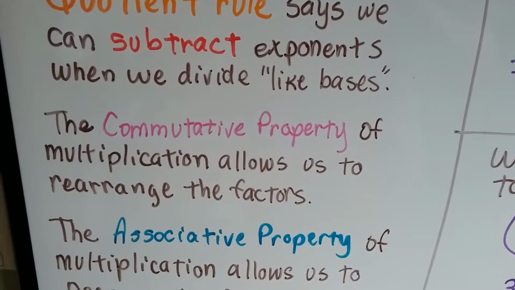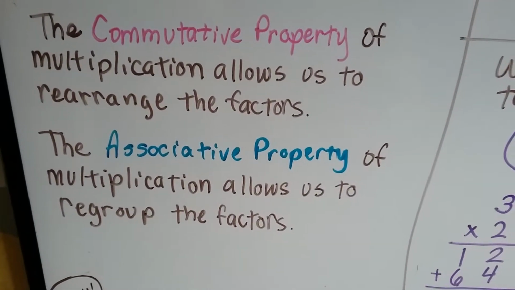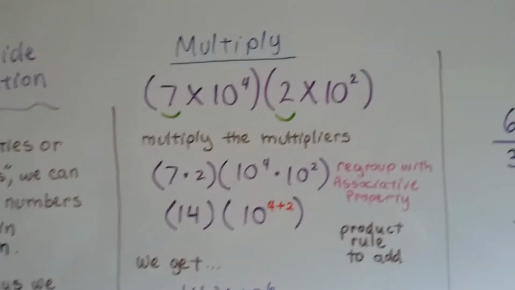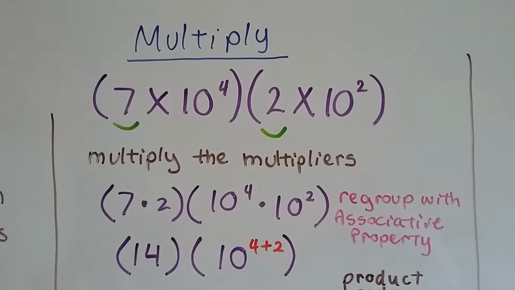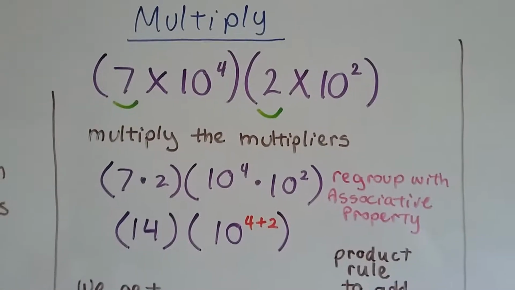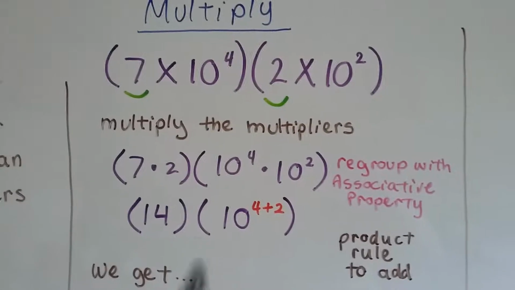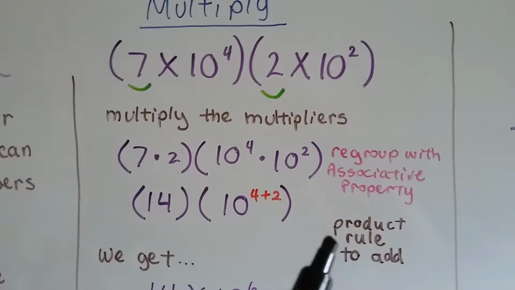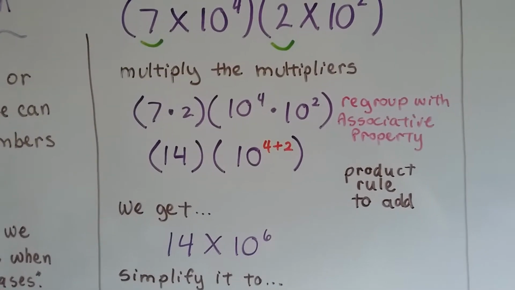The commutative property of multiplication allows us to rearrange the factors, and the associative property of multiplication allows us to regroup the factors. So we can use those. When we multiply scientific notation, we pull the multipliers away from the powers of 10. We take the 7 and the 2 and we multiply them. That's a 14. Then we group the 10 to the fourth power and the 10 to the second power together with the associative property, and 10 to the 4 plus 2, because remember, the product rule says we can add them, we get 14 times 10 to the 6th power.